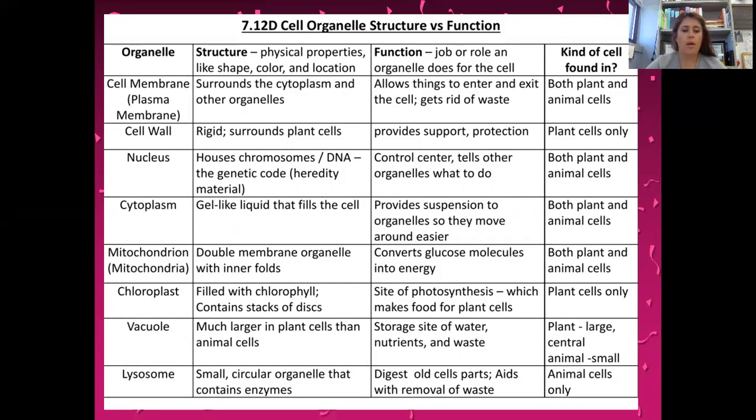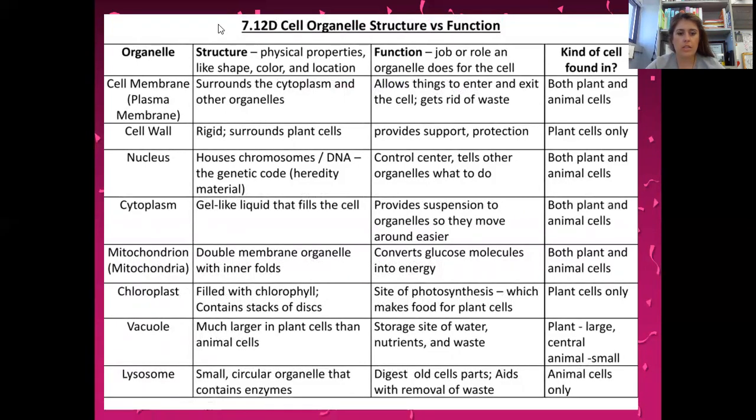So if we look up at this chart, you see that has cell membrane. Okay, we have the cell wall, the nucleus, cytoplasm, mitochondria, chloroplast, vacuole, and lysosome. You don't have to know about lysosome, but do know the cell membrane is the outer boundary. It helps things get in and out of the cell, and it protects the cell. It's found in both plant and animal. Cell wall, it is rigid. It is only found in plant cells, and it helps to provide support and protection.